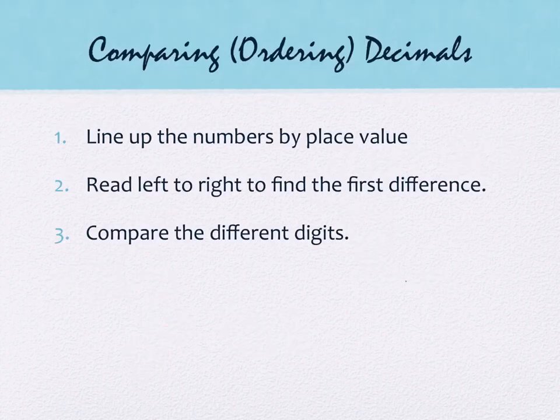We're going to take a look at comparing decimals. So if we compare or want to put decimals in order, like from least to greatest or greatest to least, we're going to line up the numbers by the decimal point. That means by the place value. We're going to read the numbers from left to right to find the first place where they differ. And then we're going to compare the different digits.